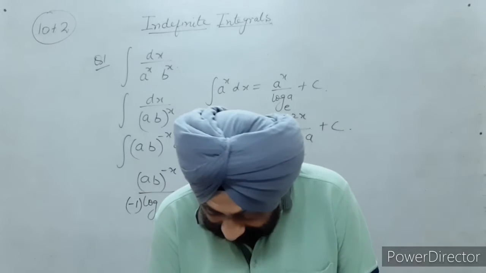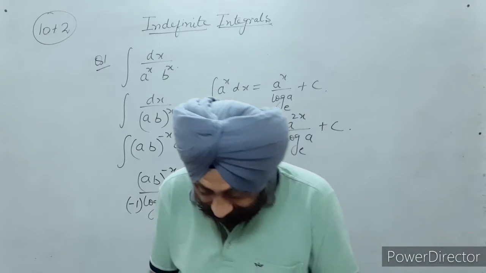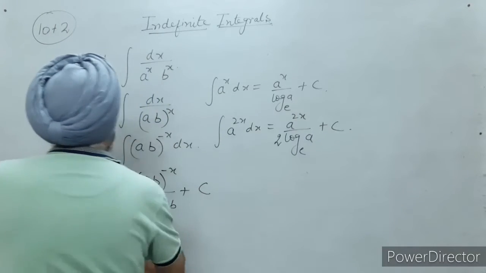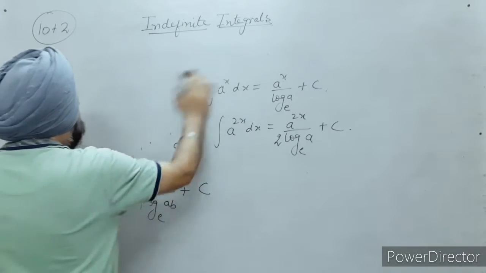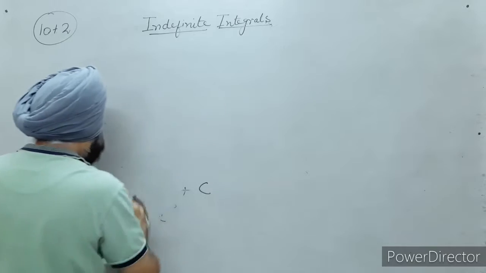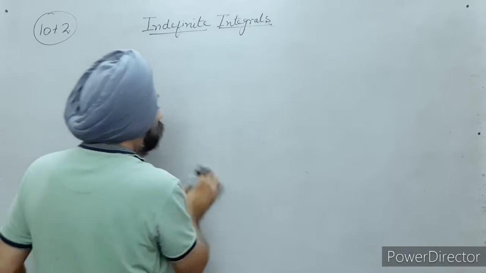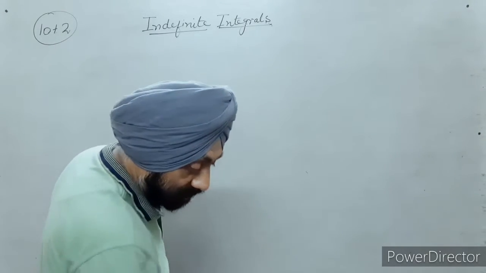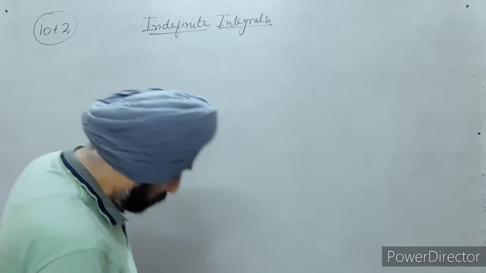Now, the next question I would like to do is this. Do go through the formulas. Do go through the trigonometric identities. Okay? Subsequently they will be used.